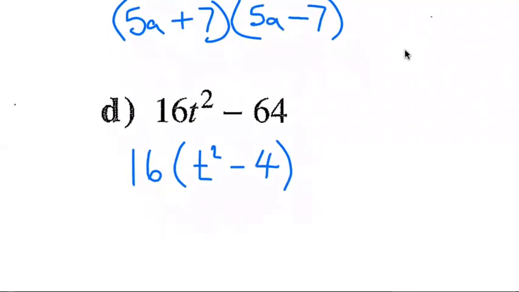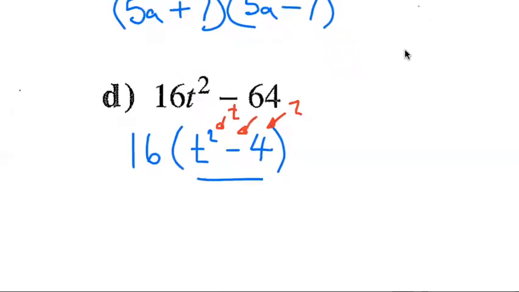Now I can see this is a binomial. I can check to see if it matches my difference of squares. Is t squared a perfect square? Yes, it is. Square root of t squared is t. Is 4 a perfect square? Yes, it is. Square root of 4 is 2. Are they separated by a minus sign? Yes, they are. So this is difference of squares.